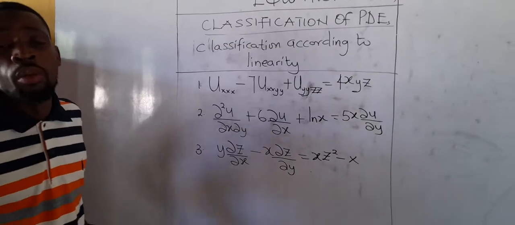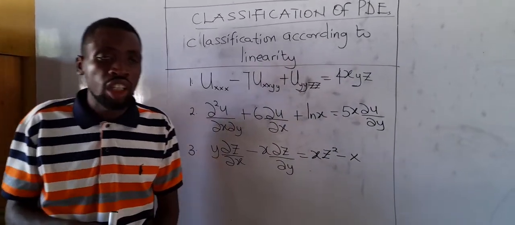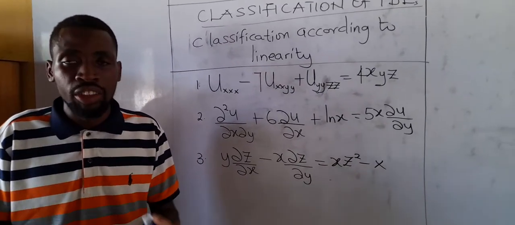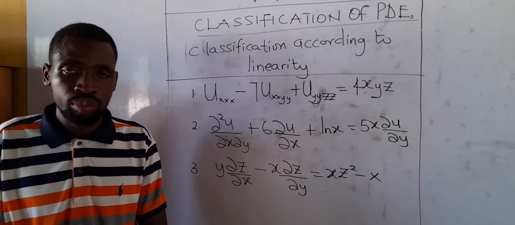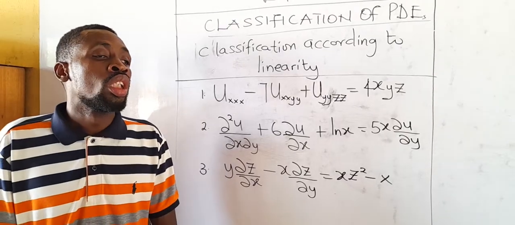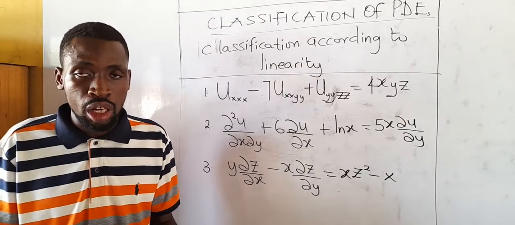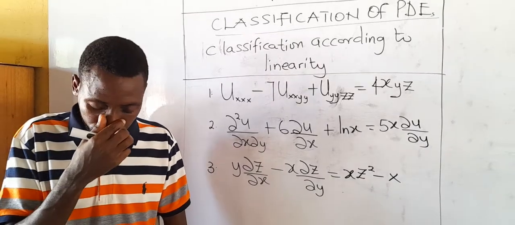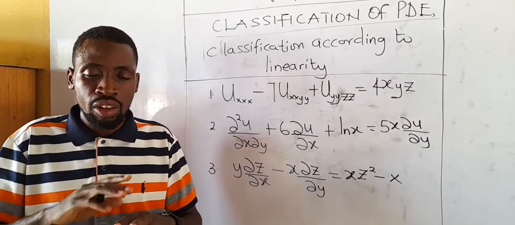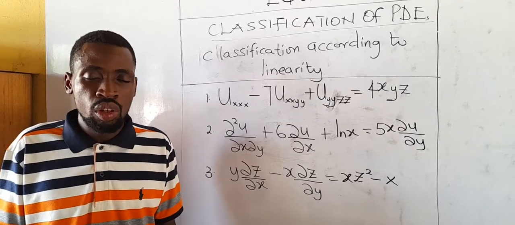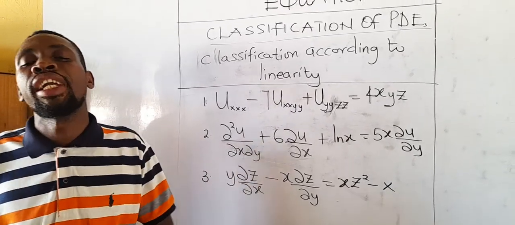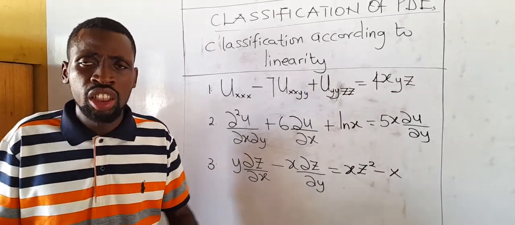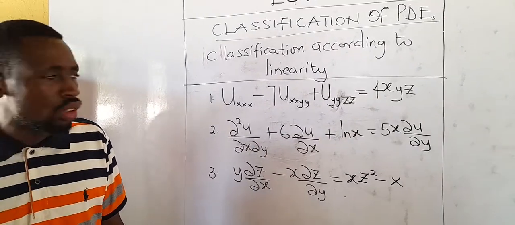Remember we said that for a partial differential equation to be linear, one, the dependent variable and partial derivatives must be of degree one. Two, there should not be a product between the dependent variable and the partial derivatives. Three, no transcendental function of the dependent variable and its partial derivatives should occur. If a partial differential equation satisfies these three conditions, then it qualifies to be linear. So let's try to revise.